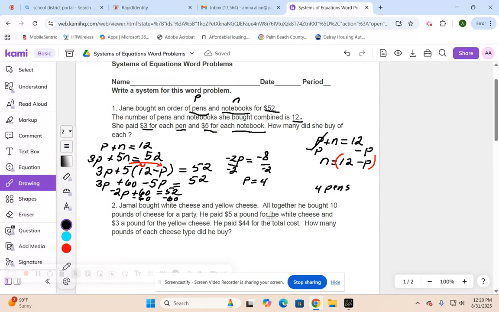We just need to find out how many notebooks she bought. Well, we can come over here. This is the original equation from here. We know she bought 4 pens, 4 plus some number is 12. Well, that number represents the notebooks. So 4 plus what number is 12? 4 plus 8, right? Or you can come over here and do it this way. You have N by itself. It's already solved for. So you just say 12 minus the number of pens, 4 pens, 12 minus 4 is 8. So that means she bought 8 notebooks.